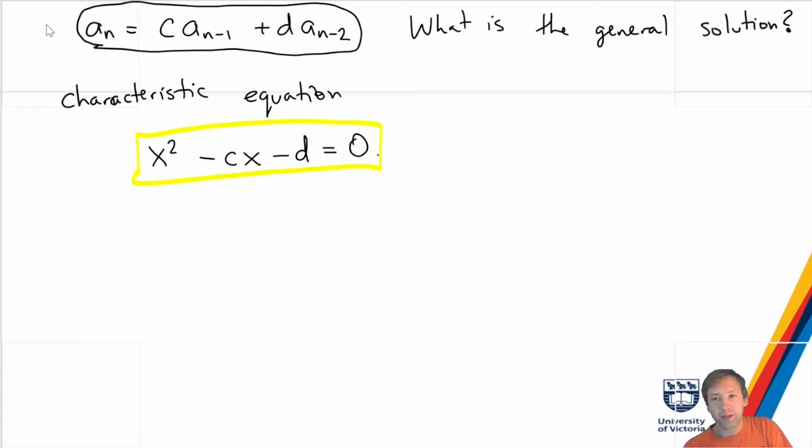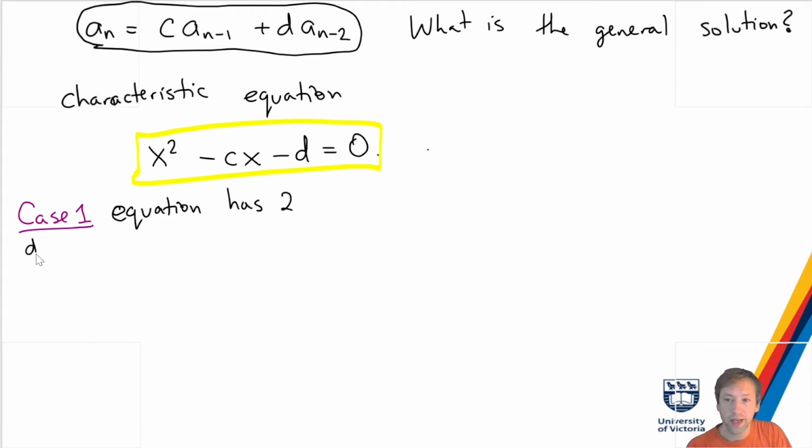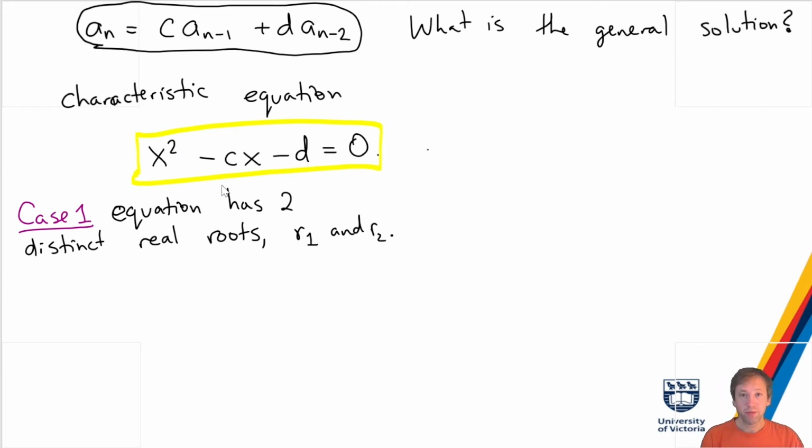Now, why do we care about this characteristic equation? Well, basically the entire solution to the recurrence relation depends on the roots of the characteristic equation. So there's three cases. Case one is that the equation has two distinct real roots. Let's say R1 and R2.